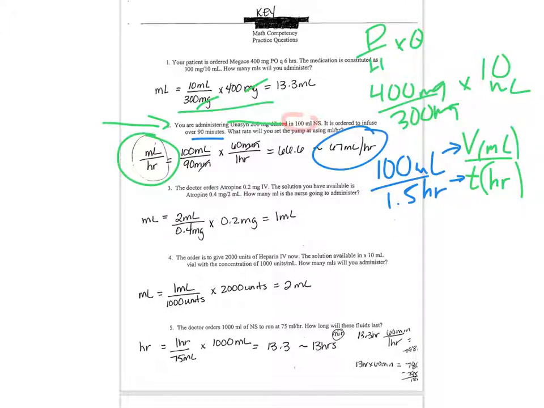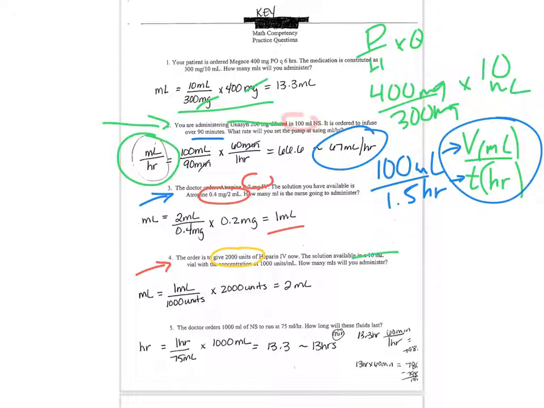That's how I had taught it to you, looking at that formula for those IVs. Number 3 is another where you can use D over H times Q. So 0.2 divided by 0.4 times 2 would also give you 1. 0.2 divided by 0.4 is 0.5, times 2 is also 1. Same thing with number 4. This is your ordered dose, 2,000. The solution is available in 10 milliliters with a concentration of 1,000 units per milliliter, I'm sorry.